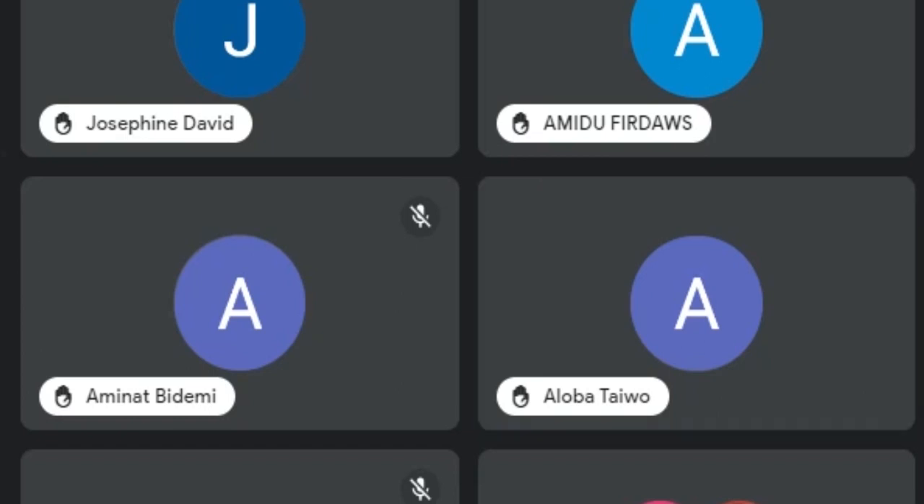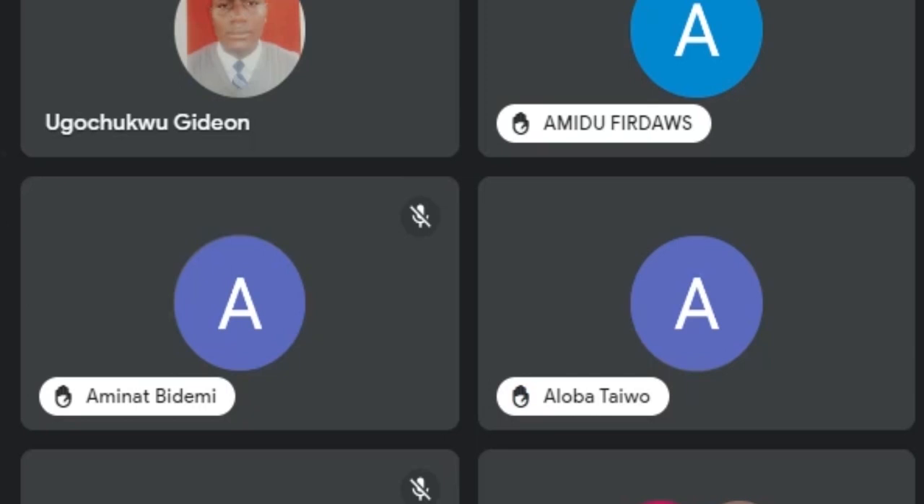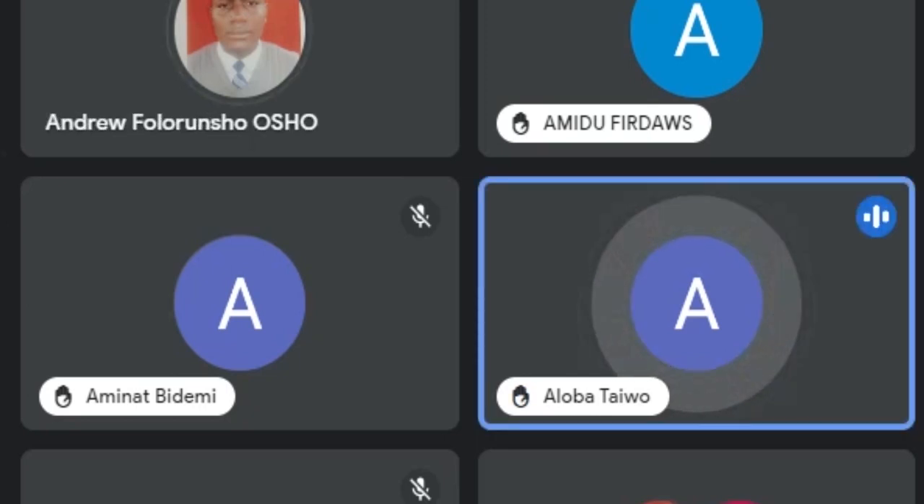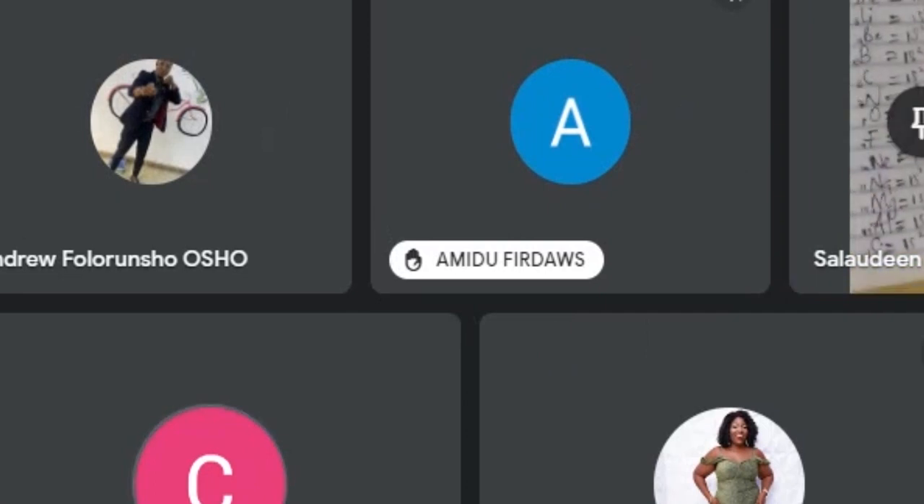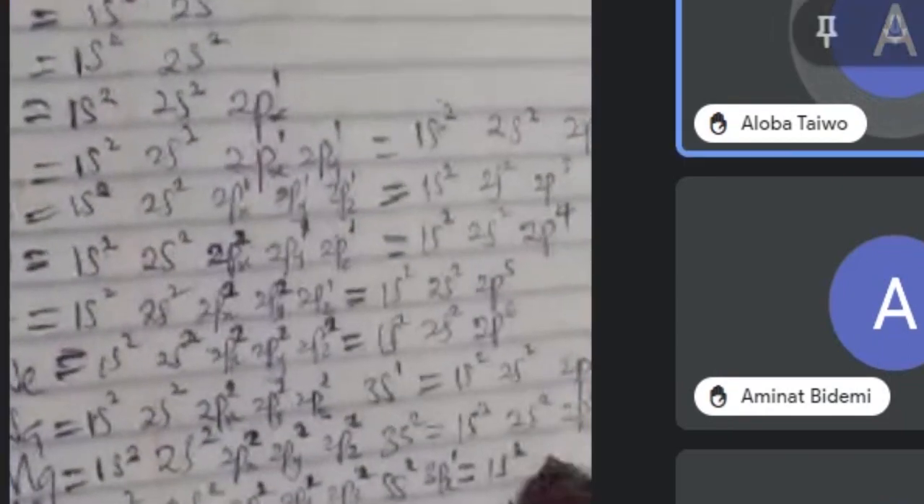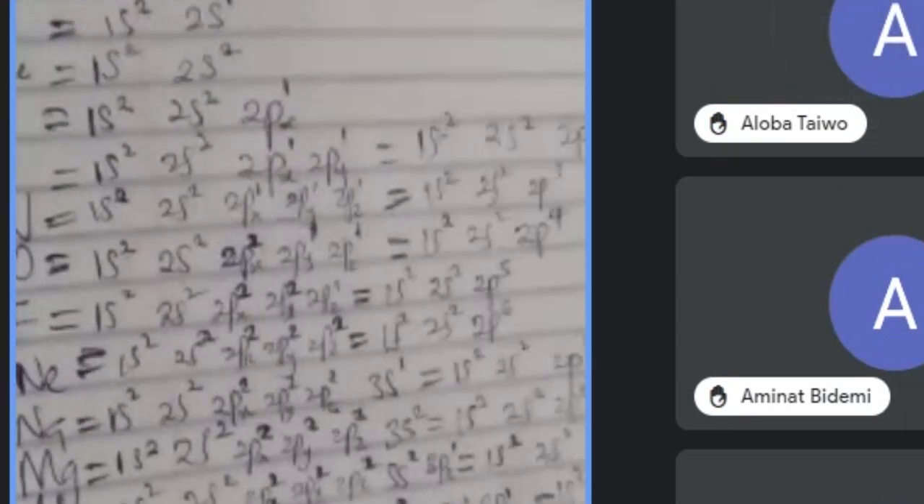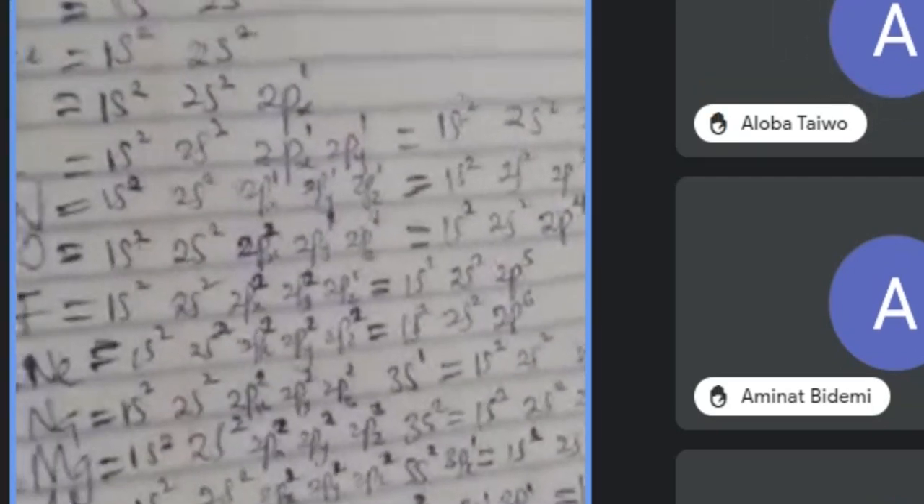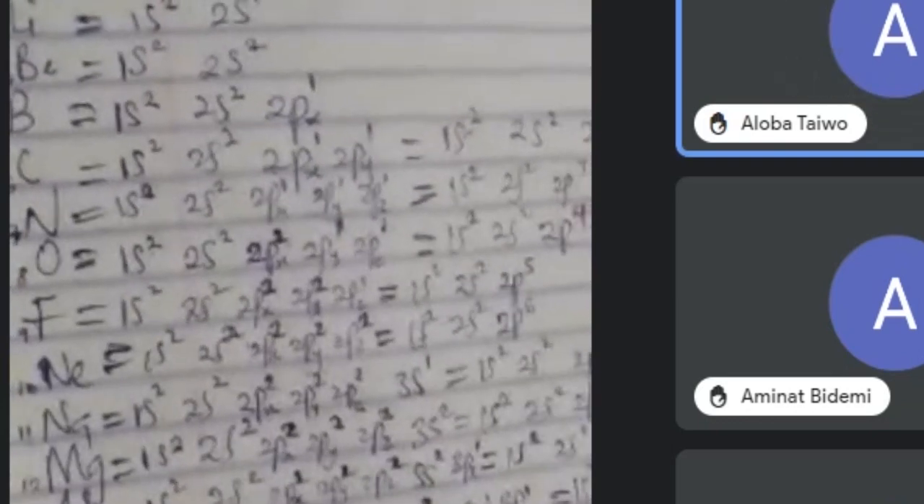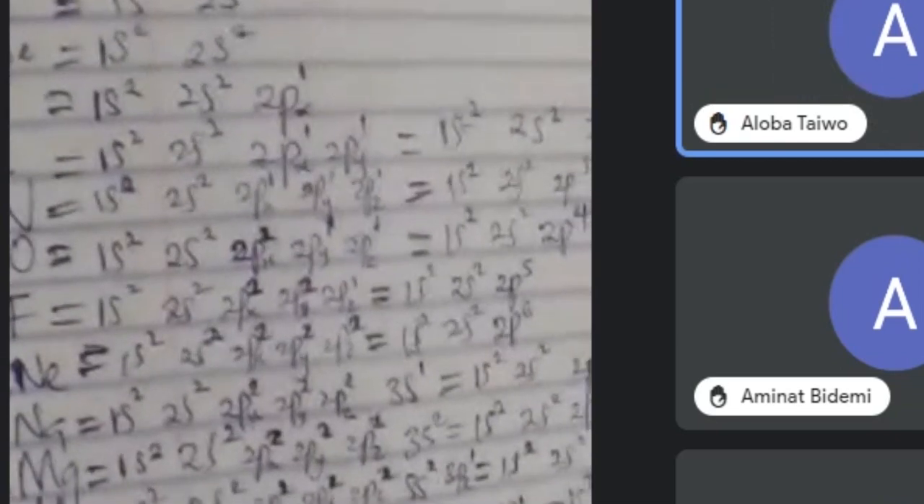Miss Lydia. 3p what? 3px1. Don't forget that rule. Okay, 3px1, yes. So we are now going to write it: 1s2, 2s2, 2p6, 3s2, and 3p1.